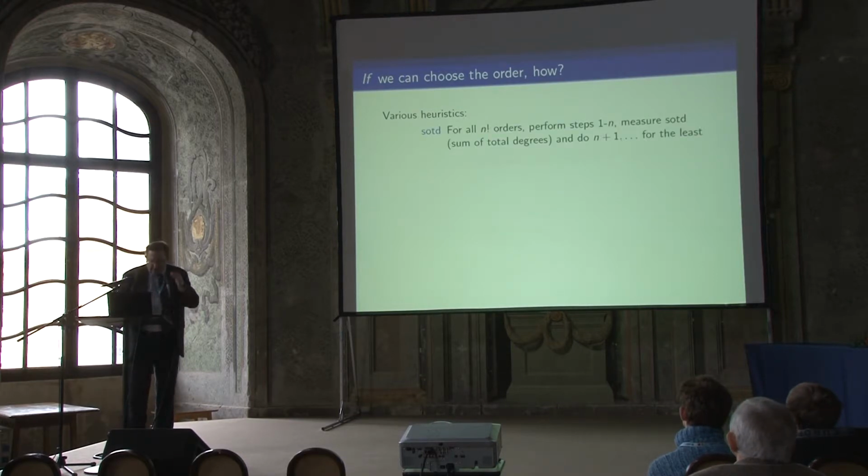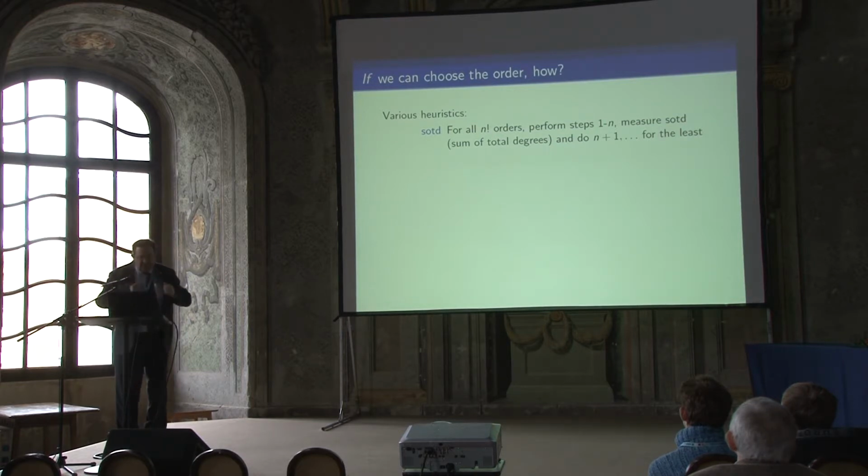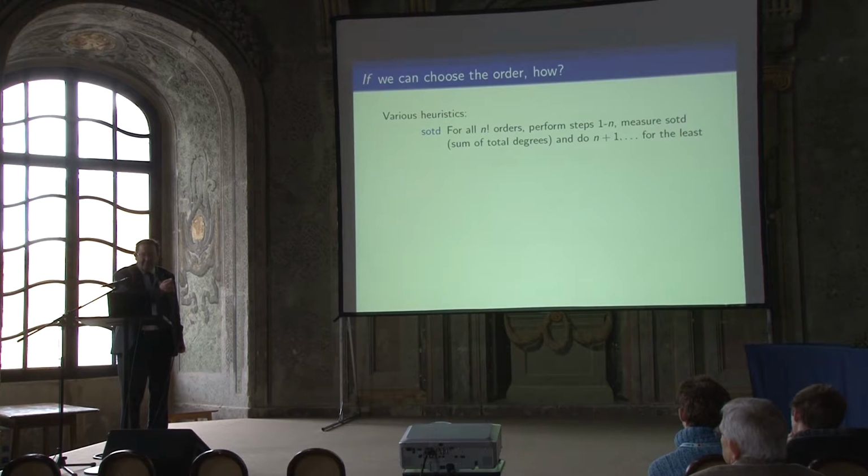There are various heuristics. One that comes to mind is for sum of total degrees. You take all n factorial orders for your n variables. That's, from my point of view, only singly exponential. Remember, I'm staring at a doubly exponential problem. So for me, singly exponential is cheap at the moment. You perform steps 1 to n. You measure the sum of the total degrees, and then you choose the best one, and you do the rest of the steps for that best one.